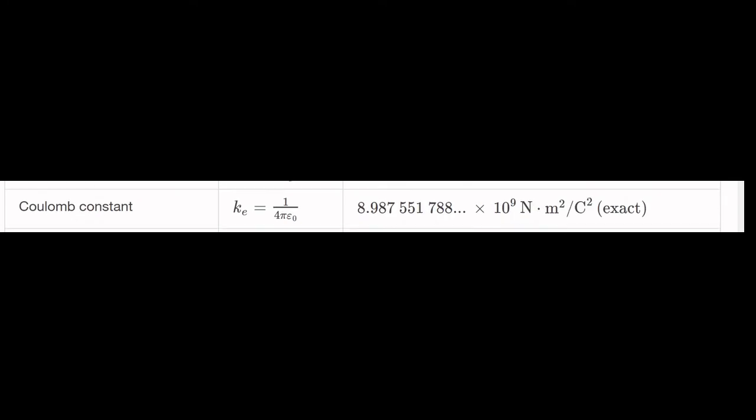Coulomb's constant is the ratio 1 over 4 pi epsilon 0, and that is 8.987551788 times 10 to the 9th newton meter squared per coulomb squared. This is exact because epsilon 0 is exact. So what that means is this isn't something determined by experiment, but rather it's just a definition of the units that we work with.